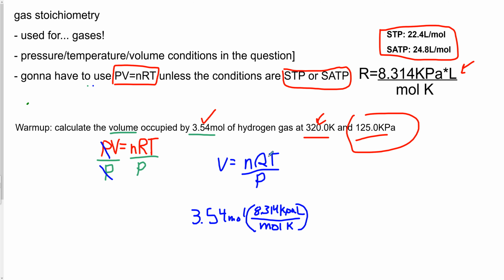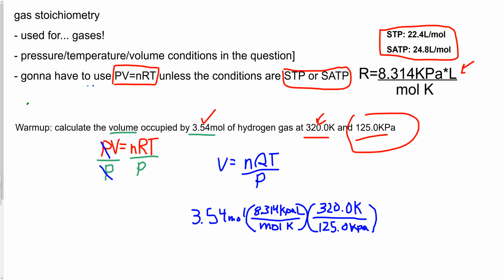Now we have to multiply by T. So multiply means put it on top of a fraction. So the temperature is 320 Kelvin, so 320.0 K. Degrees Kelvin. And then we divide by the pressure, which means we put it on the bottom of a fraction. So 125.0 kPa, kilopascals.